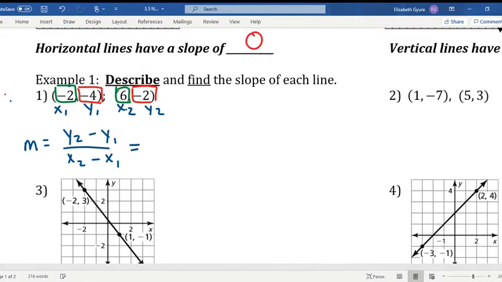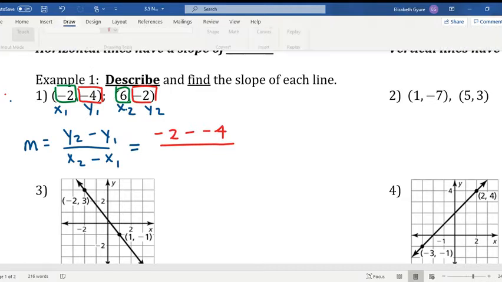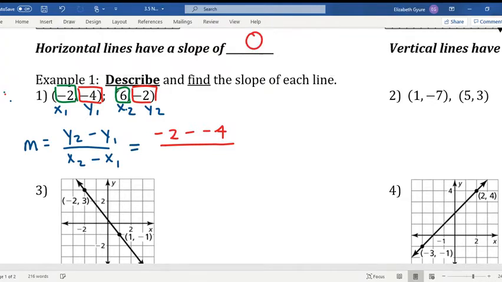What's your y2 number? -2. Then automatically put a subtraction sign. And then what's your y1 number? -4, good. And then put your fraction bar. Then on the bottom, what's your x2 number? 6. Automatically put a subtraction sign. What's your x1 number?